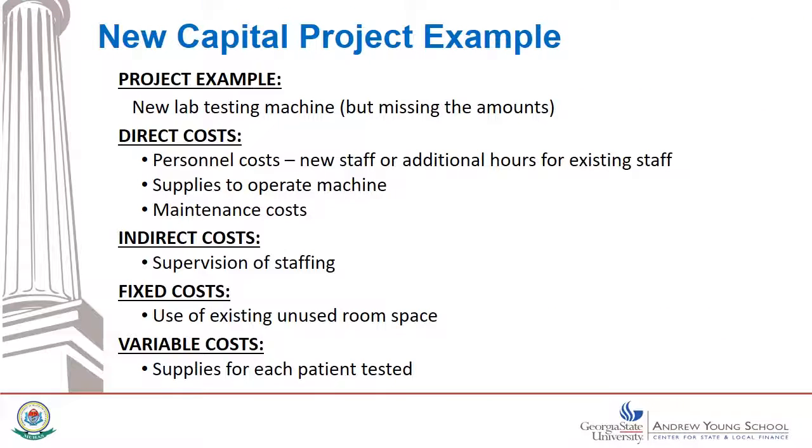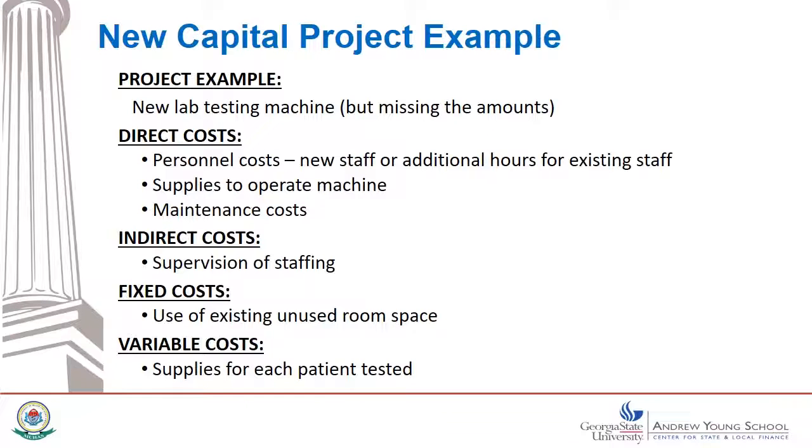Here's an example of a capital project request. Purchasing a new lab testing machine. The amounts aren't shown here, but of course any budget request would have to offer precise cost data. There are direct costs which wouldn't be needed except for the use of this new machine. Direct costs might include the new staff or additional hours for existing staff to work the machine, the supplies to calibrate and run the machine, and the annual maintenance costs.